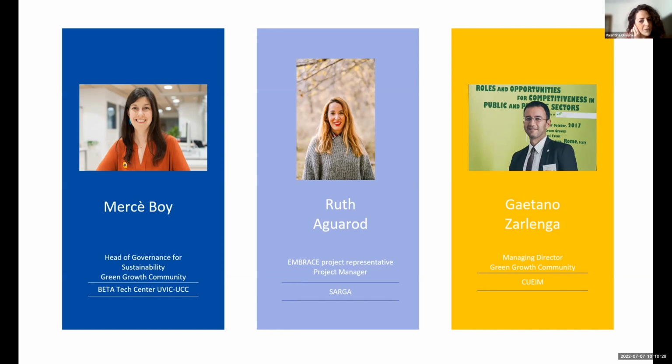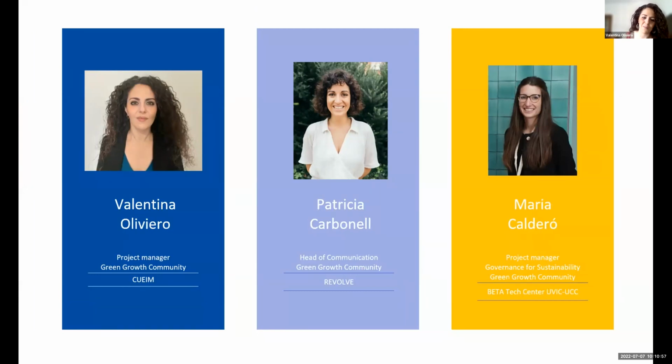From the managing side, we also have Merce Boirura, who is the coordinator of the Interreg Euro-MED Green Growth Community and head of the Governance for Sustainability Unit at Beta Technological Center at the University of Vic. And Gaetano Zarlenga, Managing Director at QAIM, leading the community building activities related to the Interreg Green Growth Project. And for the operational side, we also have me from QAIM for community building activities for the Green Growth Project. Patricia Carbone Rodriguez, head of the communication for the Green Growth Project, but also for the communication activities regarding our course. And Maria Caldera Pasquale from the University of Vic, coordinating the management of our course from the UVic side and the Green Growth Community.